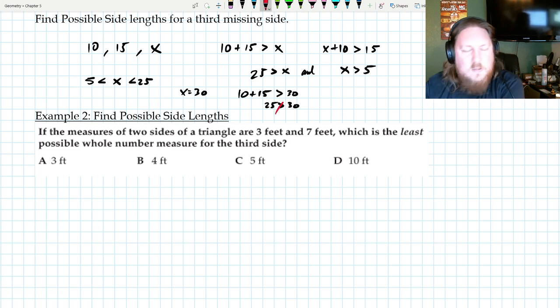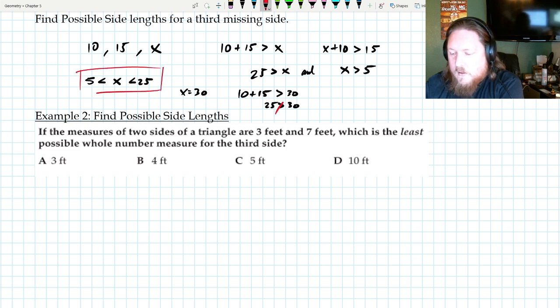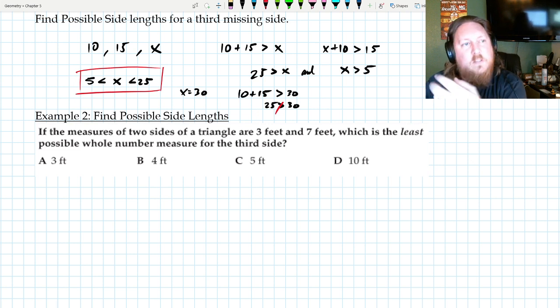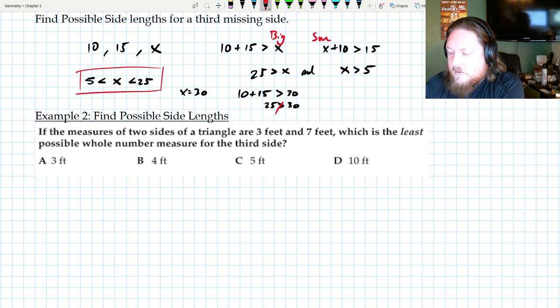So what this little inequality does is allow us to find a range of solutions for potential triangles. And the way we always set it up is we assume that x is the biggest and we assume that x is the smallest, and then set up our inequalities appropriately. And it's going to give us an "and" inequality for our range.